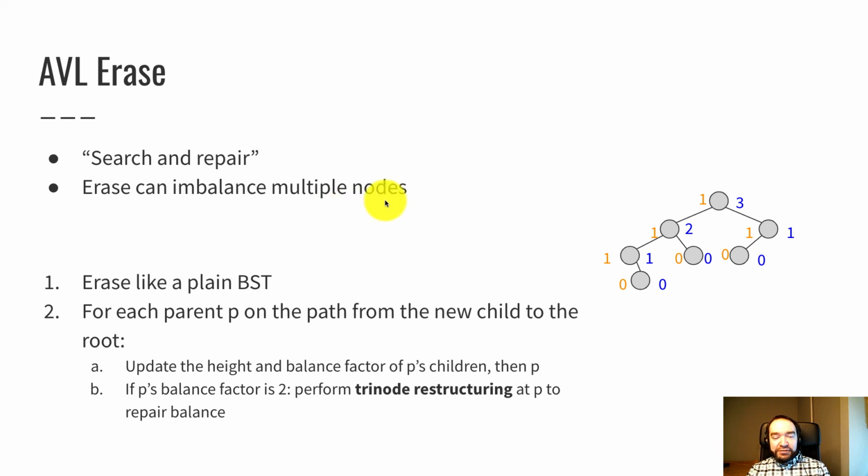The erase operation, unfortunately, could imbalance more than just one node. So erase is a little bit more complicated because you have to look at every node on the path from where we made changes up to the root and say if it's imbalanced, do a trinode restructuring to fix the balance, and then keep going. With insert, you looked for one imbalance and fixed it, and you're done. With erase, it has to be a loop of look for the first imbalance, fix it, and then keep looking in case there's more. When you get to the root, you're done. So that's how AVL trees work in general. We're going to get into some more details in the next videos.